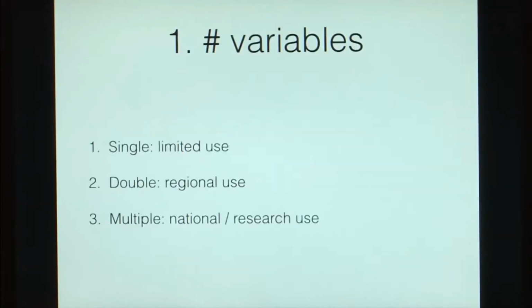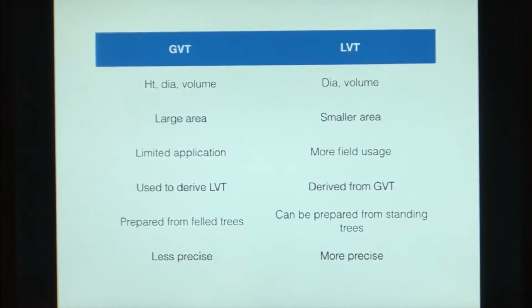Now, depending on the number of variables, we have three kinds of volume tables. We can have a single variable, that is the DBH. We can have two variables, that is DBH and height for instance, or we can have multiple variables such as DBH, height, the form factor and so on. Then depending on the scope of application, we have general volume table, regional volume table and local volume table. We looked at their differences.